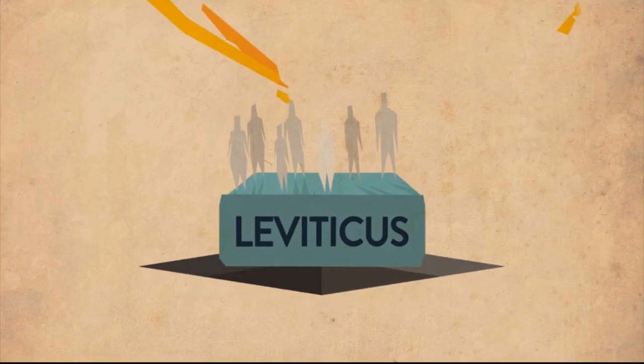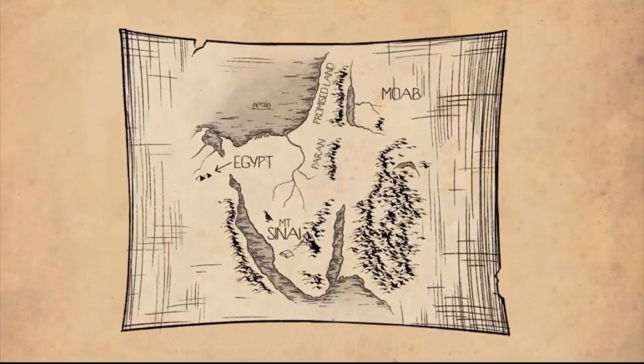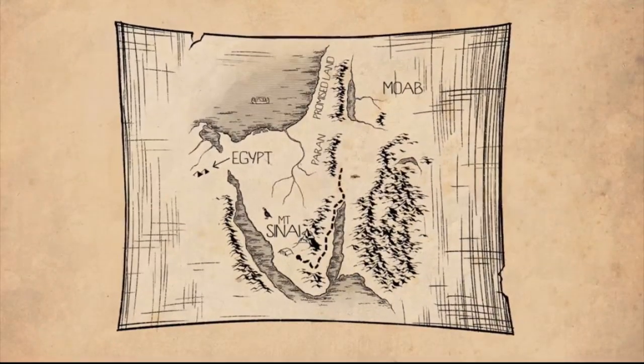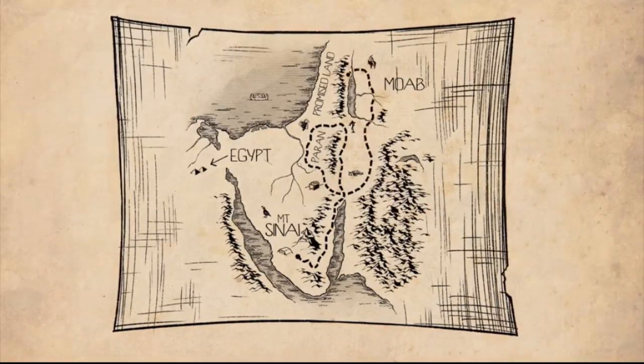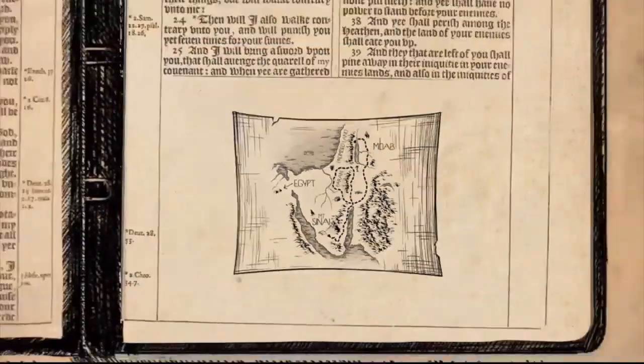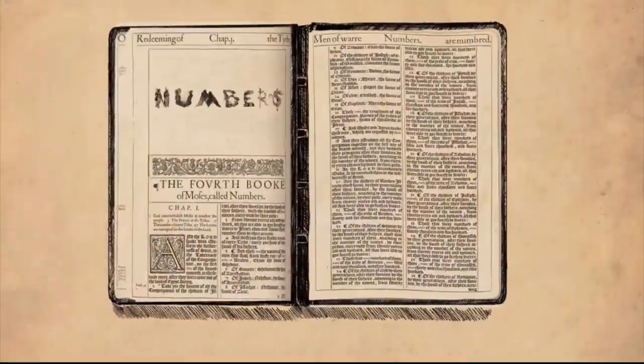So that's Leviticus. But Israel's still at Mount Sinai in the middle of the wilderness. They need a place to live. Yes, the land God promised to Abraham. And so the journey to that land is what the next book of the Bible is all about.